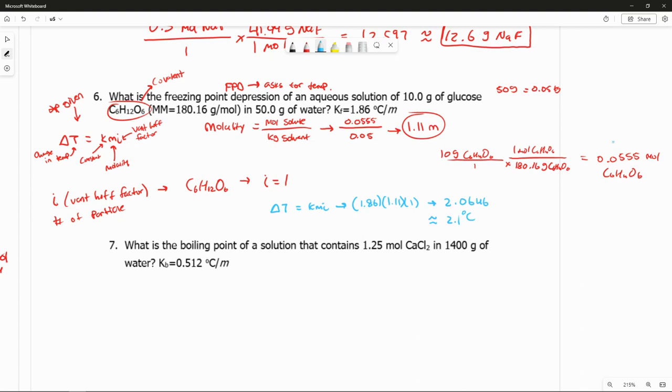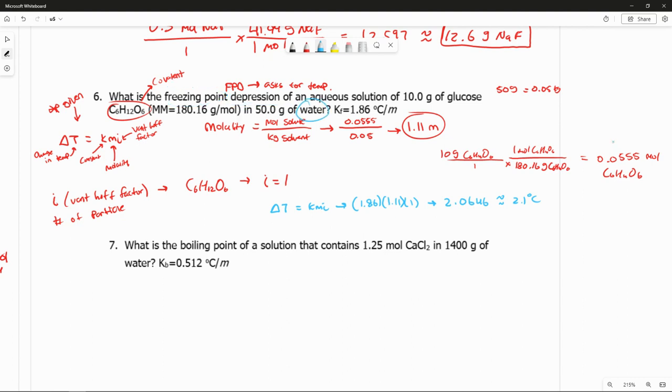But we're not done yet because this is an incomplete answer. Let's write this on top, which is 2.1 degrees Celsius. Because we are looking for the freezing point depression and our solvent is water, the freezing point depression means that when you're adding this glucose to the solution, the freezing point depresses, or decreases.